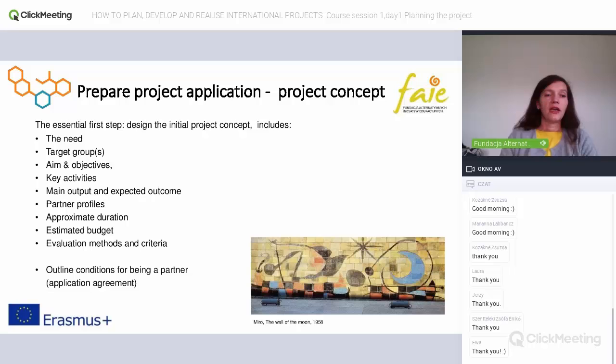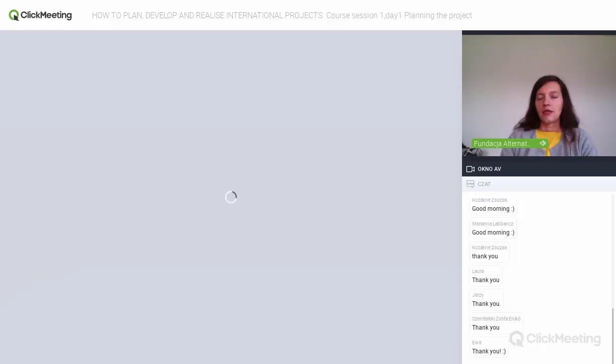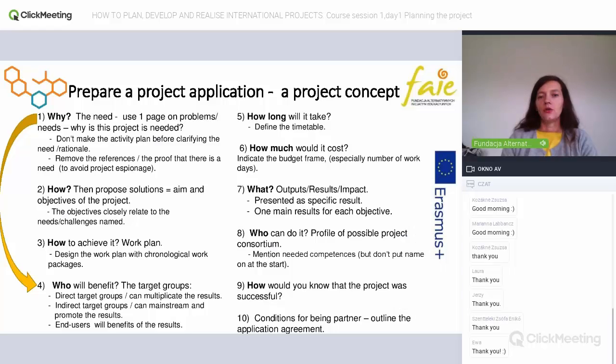And obviously, the conditions for being a project partner if you use the project concept to invite the partners to your project. In some more detail, what's included in the project concept is answering the basic questions related to project planning. The first question is why. So why do I need this project? Why do I need to do this job? What is the challenge? What is the need?